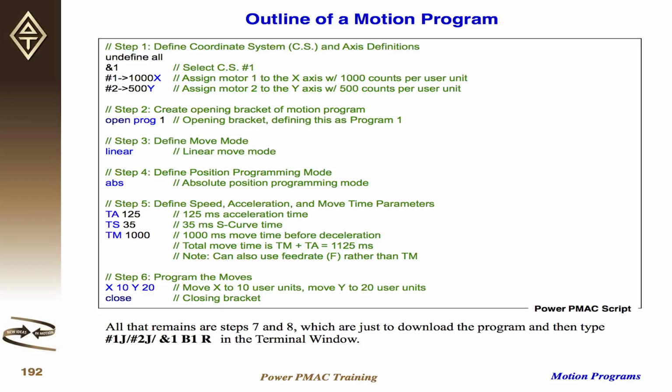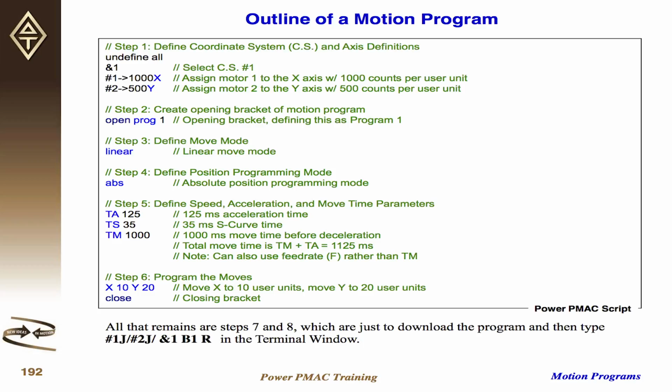So step 2, create the opening bracket of the motion program. Here, the opening bracket is just open prog, and then after that you put the name or the number of your motion program. Next, you define your move mode. Here we're just selecting linear. Linear is what you'll use the most often because it's the simplest to understand.